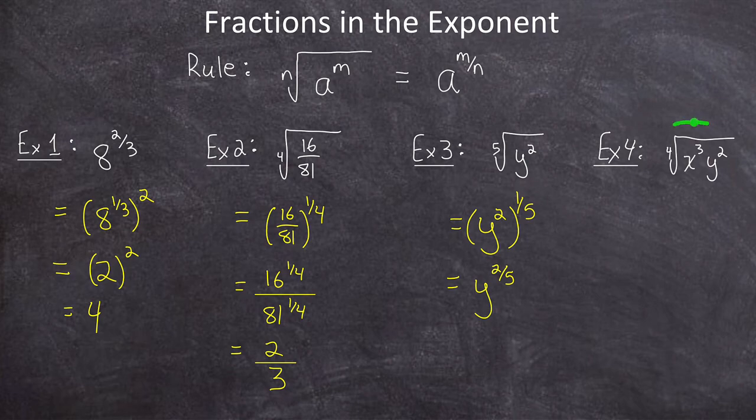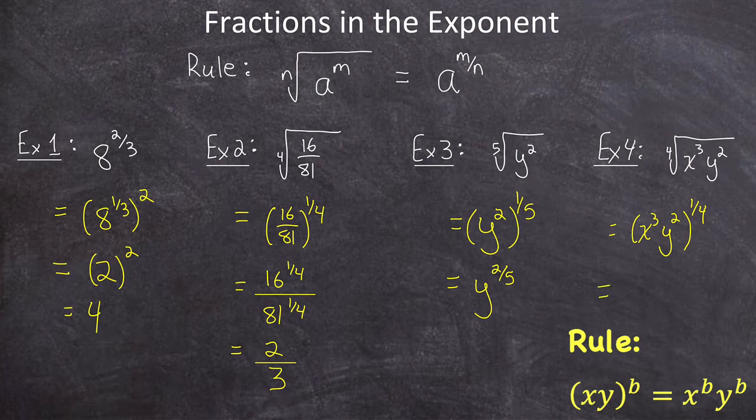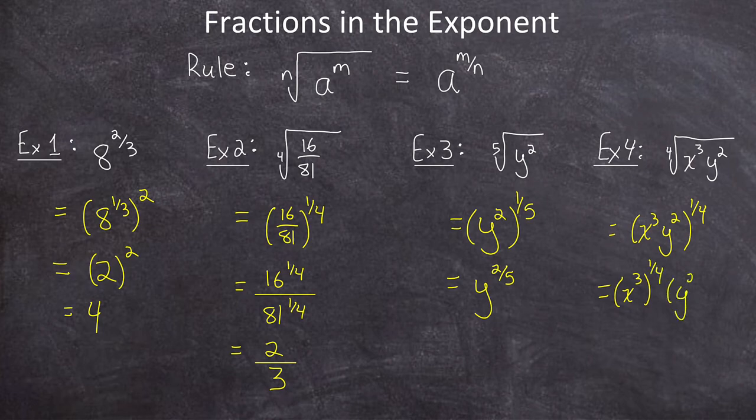And similarly with example 4, I need to do the 4th root of x cubed y squared, which means I would have x cubed y squared to the power of 1/4. And when you have a power of a product, that exponent applies to both factors of the base. So I would have x cubed to the 1/4 and y squared to the power of 1/4. And multiplying the exponents together, I would have x to the 3/4, y to the 2/4. But of course, 2/4 could be reduced to 1/2.